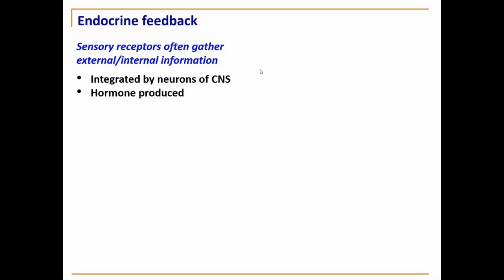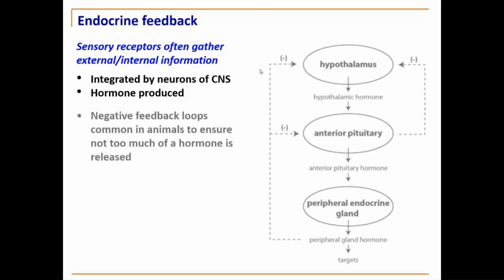Our sensory receptors often gather that external and internal environment information. It's integrated by neurons of the central nervous system, and we start to produce a hormone. Negative feedback loops are quite common in animals to ensure that not too much of a hormone is released. So if we take a really crude picture looking at this, we get lots of stimuli coming in at the level of the central nervous system and acting on the hypothalamus.